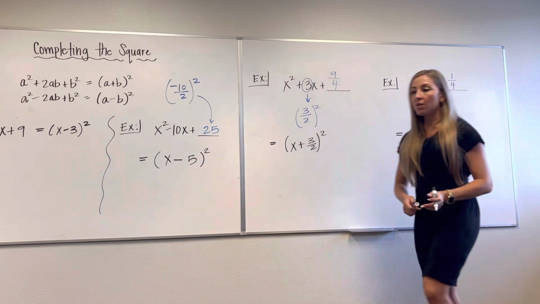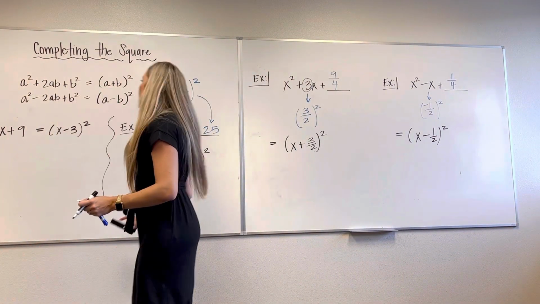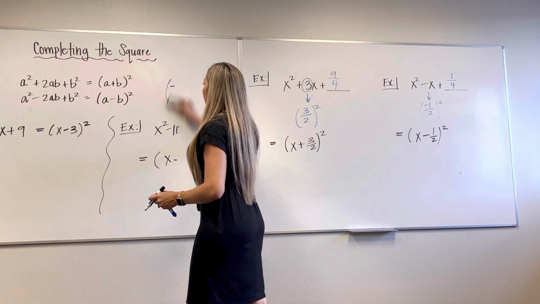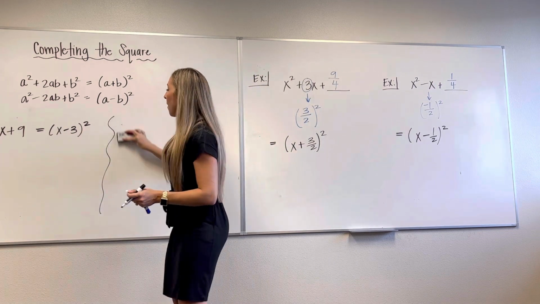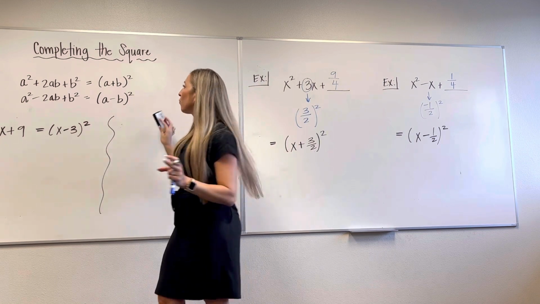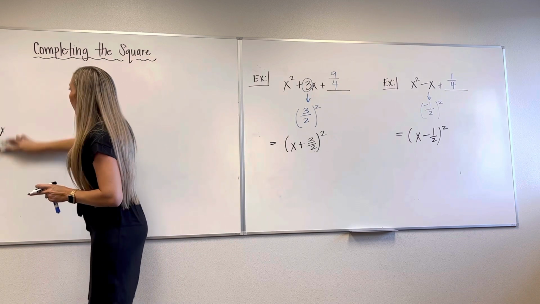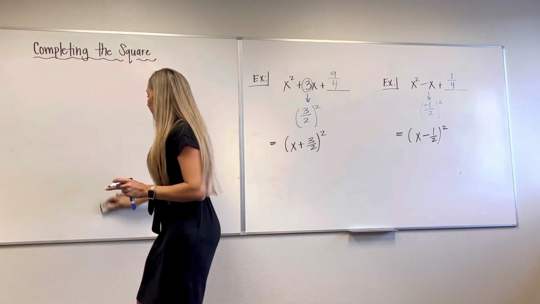So I did mention that you can use this to find like the center of a circle or things like that. So let me show you right now really quickly. If you were given the equation of a circle and it was all multiplied out and it wasn't written so that you could identify the center quickly, when you complete the square, it lets you see it right away. Okay, so here we go.